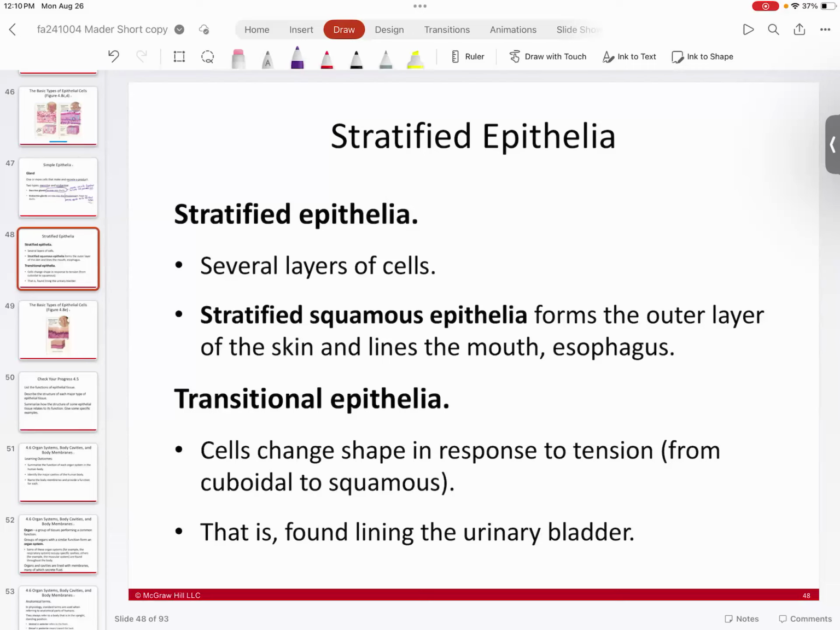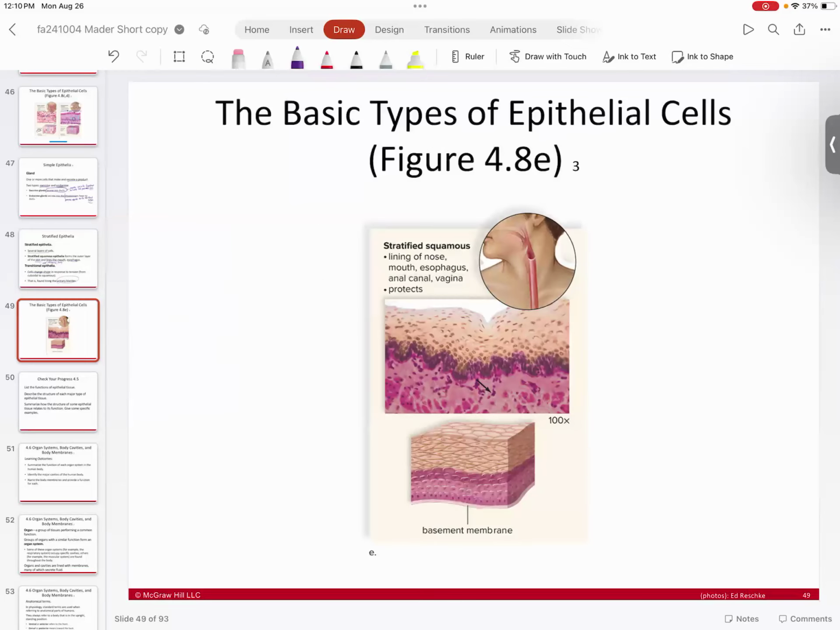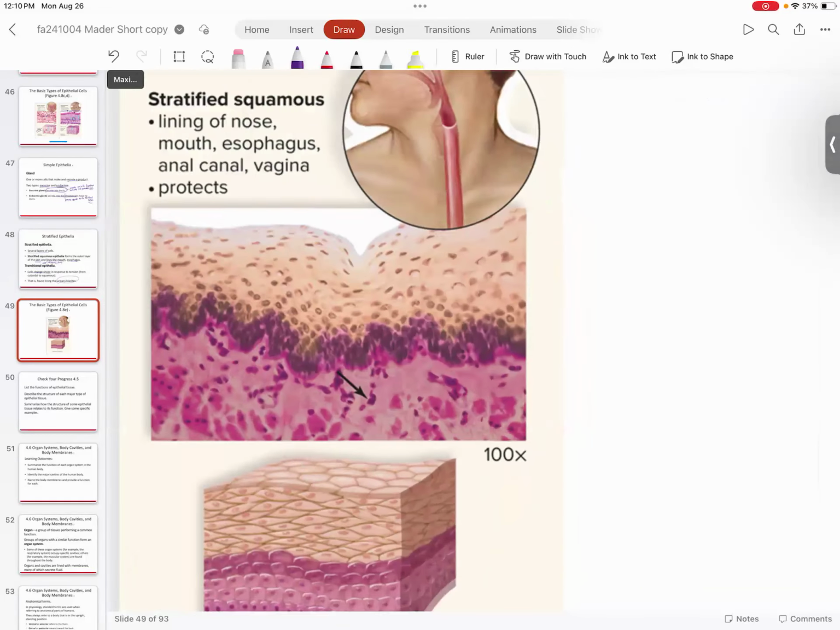Now, generally speaking, whenever you see stratified epithelia, you're looking at several different layers, multiple layers. For instance, stratified squamous epithelium is oftentimes what we see in the outer skin. It also lines the mouth, and the esophagus. Why? Because these are under mechanical stress. Lots of chafing, so you need extra thickness to protect yourself. And then you have transitional epithelium, which changes shape in response to tension. You typically find this in your urinary bladder. When your bladder is relaxed, it's one shape. When it's extended, when it's full, it's a different shape. So it stretches.